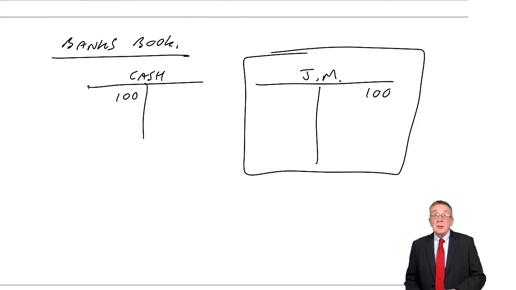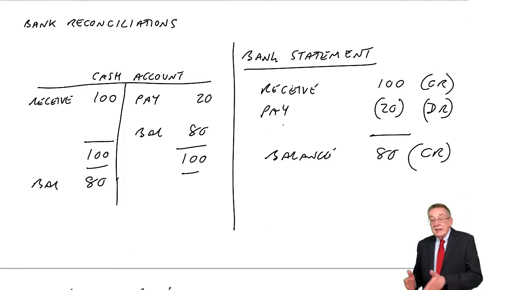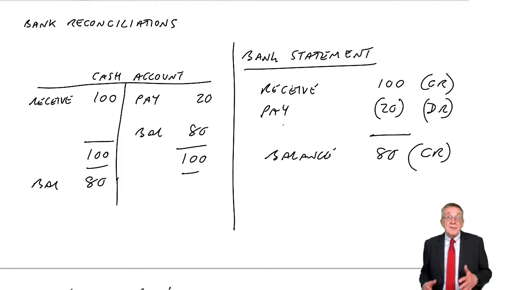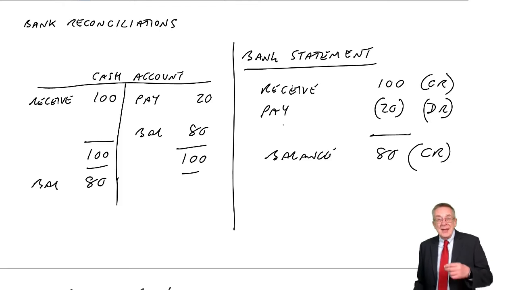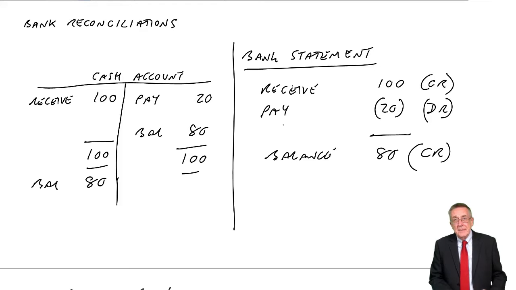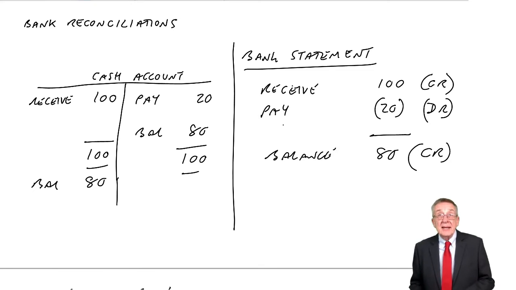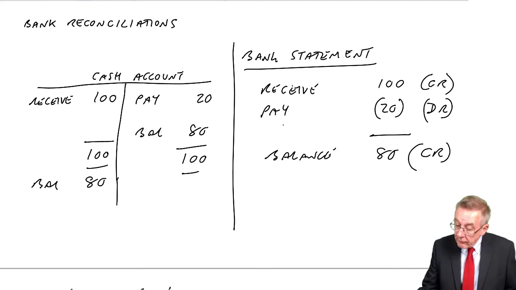Now, of course, they don't send bank statements out as T accounts. But they still say you're credited 100, or when you take out money, you're debited 20, and so on. So that's the reason, but just be very, very careful when you're doing questions. If ever you're given a balance, is it a balance in the cash account? In which case, if you've got cash, it's a debit. Or is it a balance on the bank statement? Because if you've got money in the bank, the balance will be a credit.